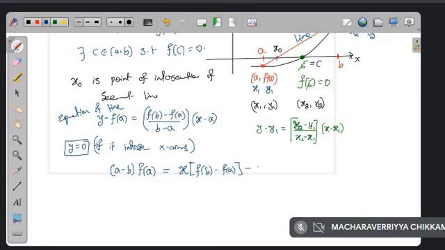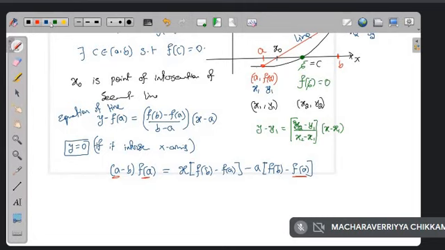f of a minus a. We get the same thing, f of a minus a. Right. So now on both sides, you can find a into f of a and minus a into f of a. So these terms will get cancelled.